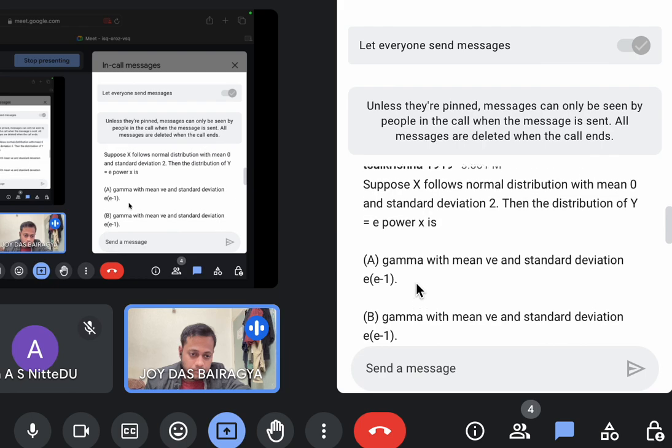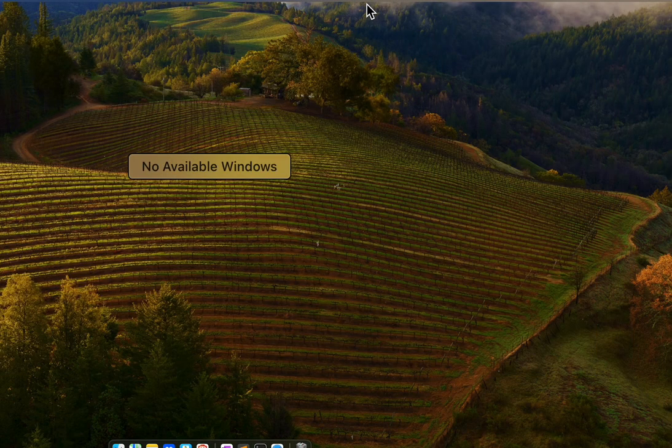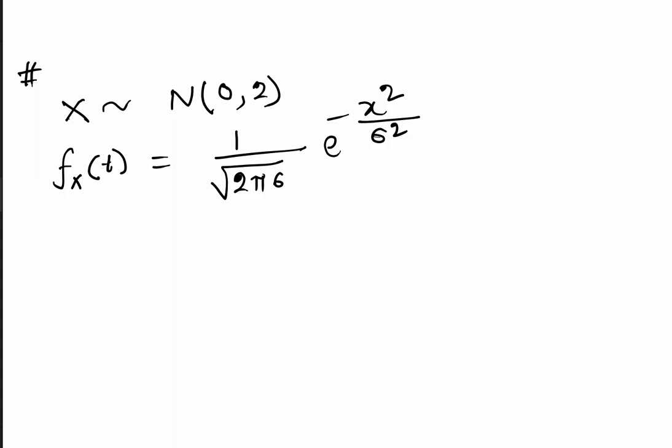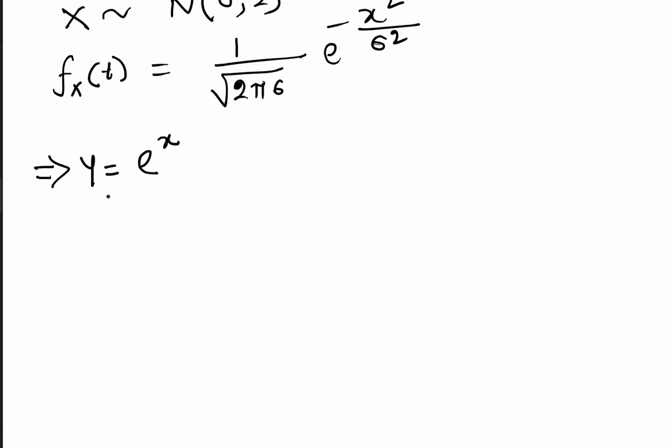Now the distribution of y is equal to e to the power x. Then what is the distribution? What is the distribution of e to the power x, y? Okay, these we have to find.